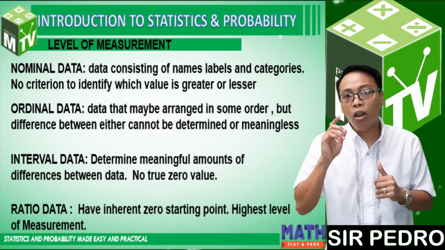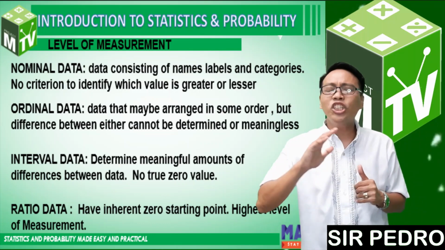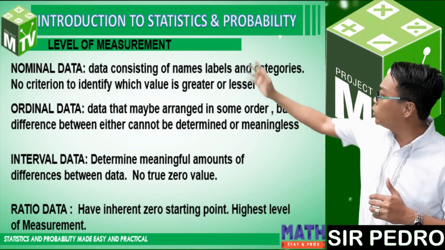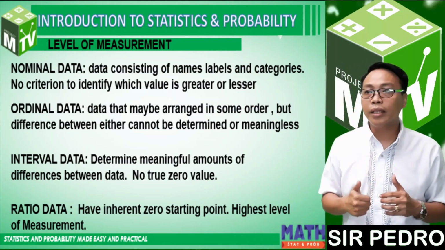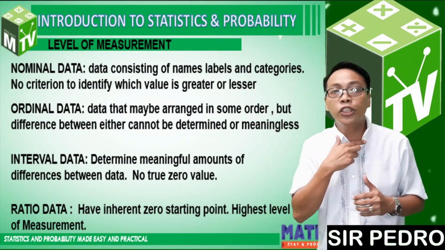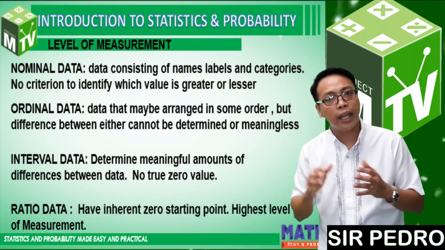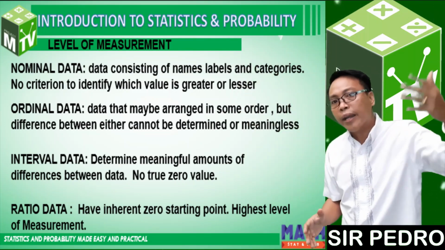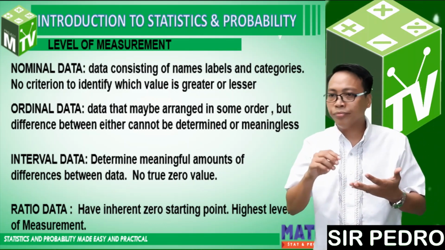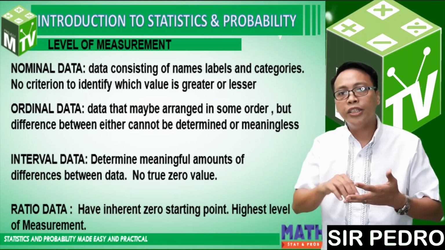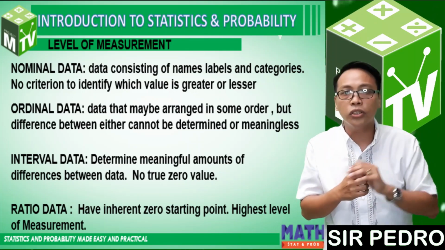We also have the ordinal data. In ordinal data, data that may be arranged in some order. It can be from highest to lowest, lowest to highest. An example of that is sizes of shirt. Small, medium, large, XL, double XL, and so on and so forth. Military ranking, you start with corporal, sergeant, lieutenant, and so on and so forth until you go to general.